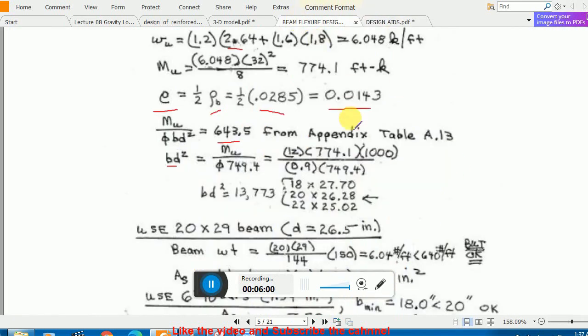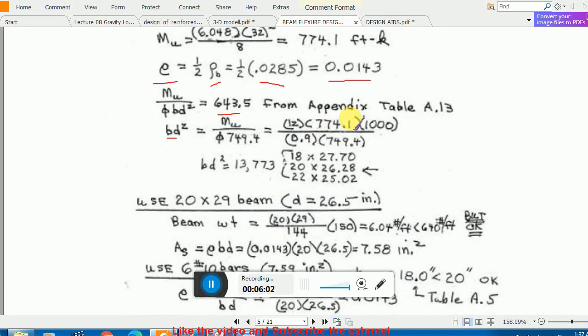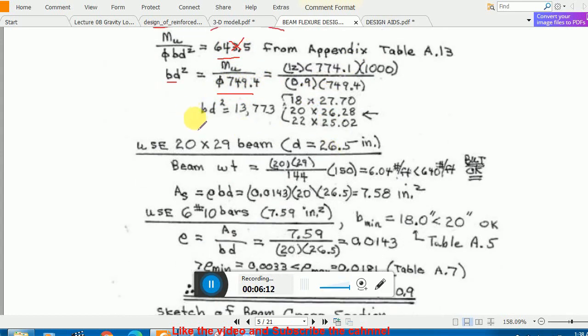Let me check it, 643.5, yeah, this one, okay, it is okay. Now I think this is wrong, clear, this one is the value 749, okay. So they did the calculation taking square root. If I am using 18, 20, 22, okay, so what will be my D? So you just need to bring this D here and take the square root, you get these values, okay.